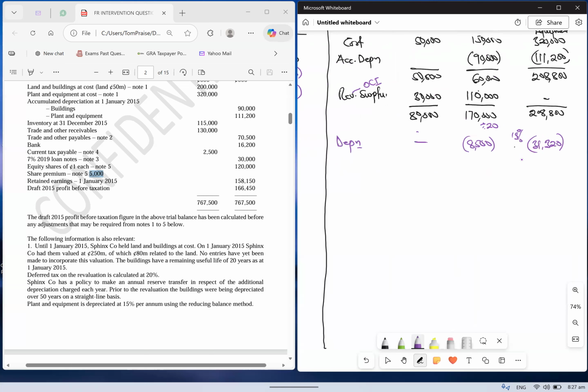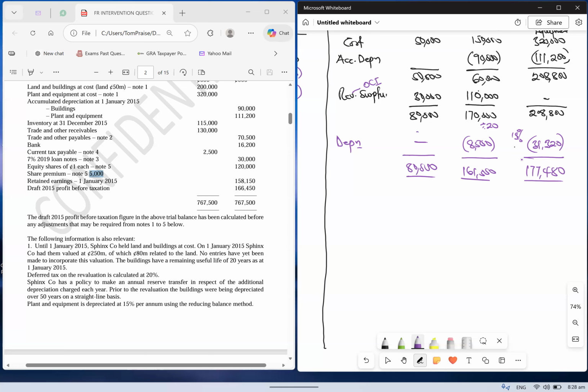So let's get the carrying amounts of the assets, which will be our balance sheet. You can even go from here and start doing your balance sheet. Building, 161,500. Plant and equipment, 177,480. Confirmed. All right, that's fine.